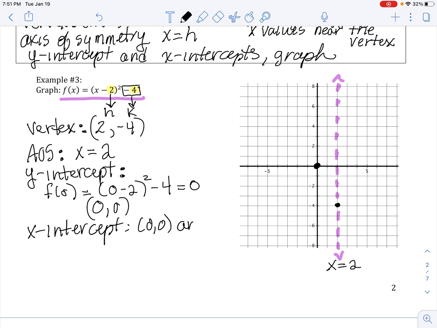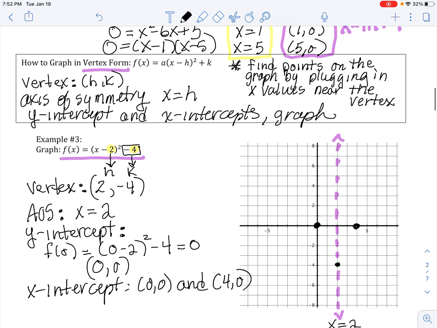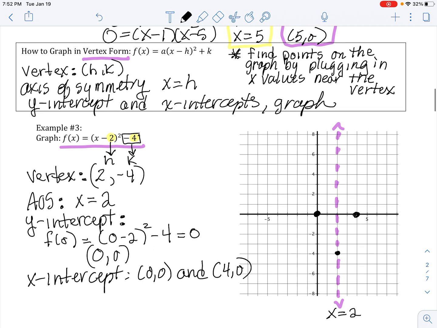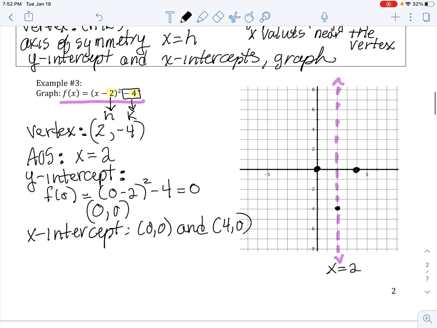So x-intercept (0, 0), and let's figure that out. 1, 2 units from the line of symmetry, 1, 2 units from the line of symmetry. So that's (4, 0). Now we only have 3 points here. We need 5 to be able to get an accurate graph. So let's go back up here to what I wrote in the box. Find points on the graph by plugging in x values near the vertex.